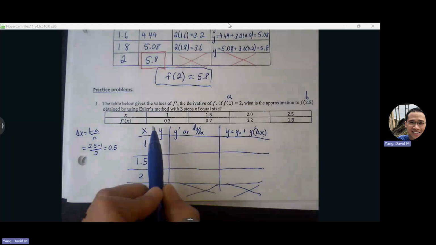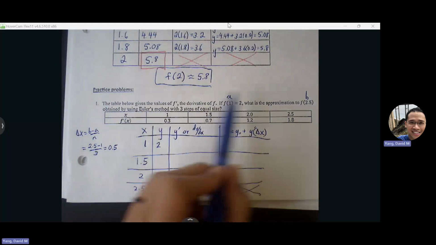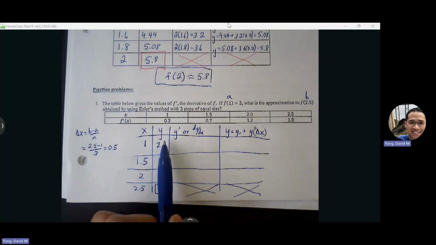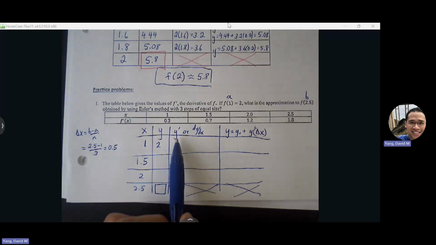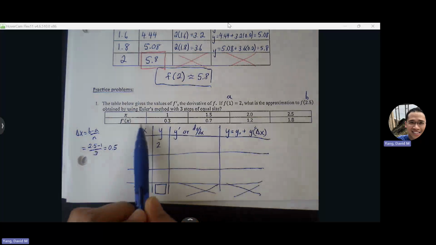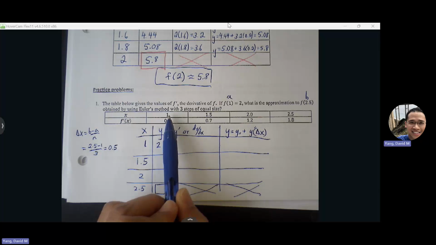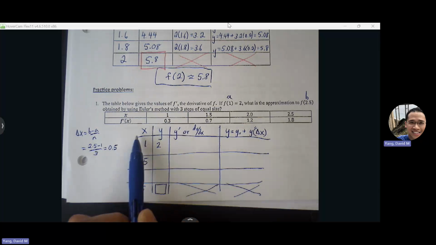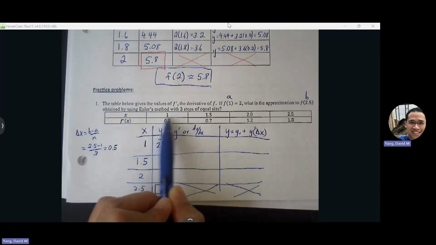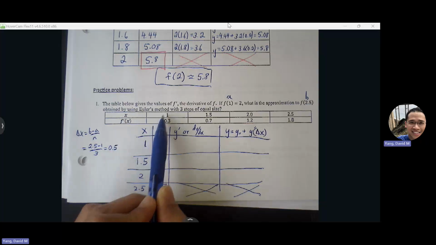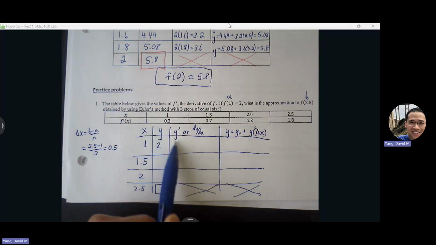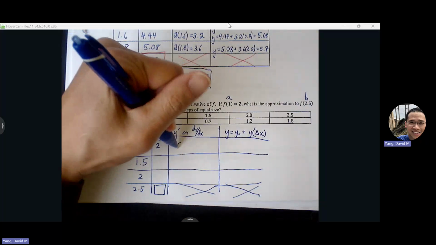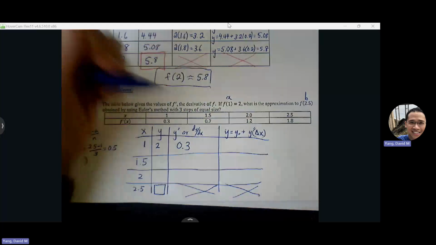In this table here, it's nice because we don't have to plug anything in, at least not until this part. To find our y prime, it tells us directly that our f prime at 1 is 0.3. So we don't have to plug anything in. It's telling us that the slope at f prime of 1 is 0.3, so we can just bring that value down. That's my y prime.